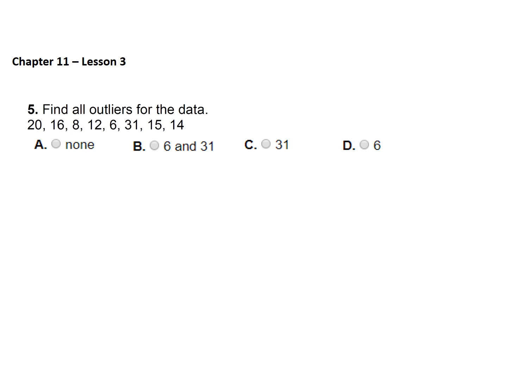Lesson 3, question 5. Find all outliers for the data. So first we're going to put the data in order from least to greatest. Our least value is 6. Then we have 8, 12, 14, 15, 16, 20, and 31.